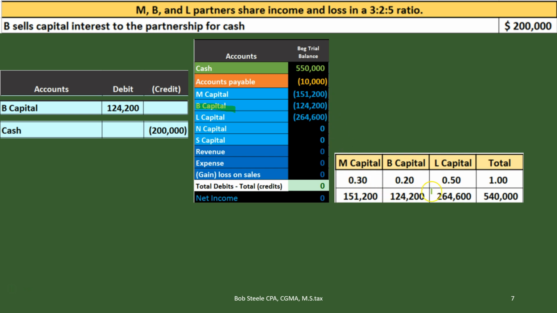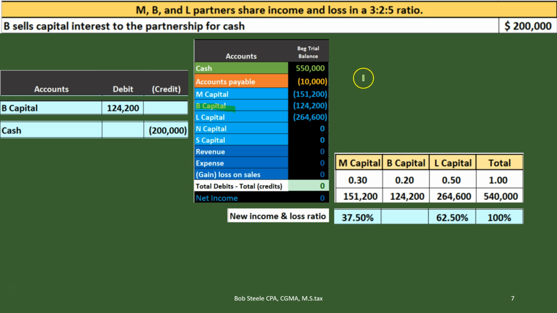Here's the capital accounts represented in terms of a table. Book value of the company, 540. That's equivalent to the assets, cash, less the liabilities, representing accounts payable in this case. And then the new income and loss ratio.